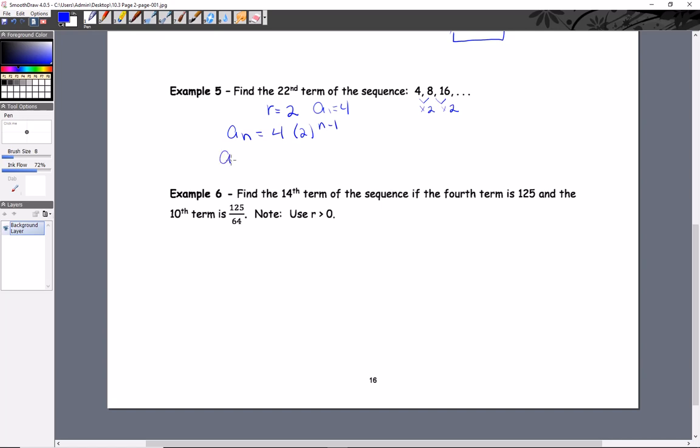That would be a sub 22 equals the first term, 4, times r, which is 2, to the 22 minus 1 power. And that would require a calculator, because I'm personally not able to go that high with my exponents. So this will be 8,388,608. So there we go. All right.